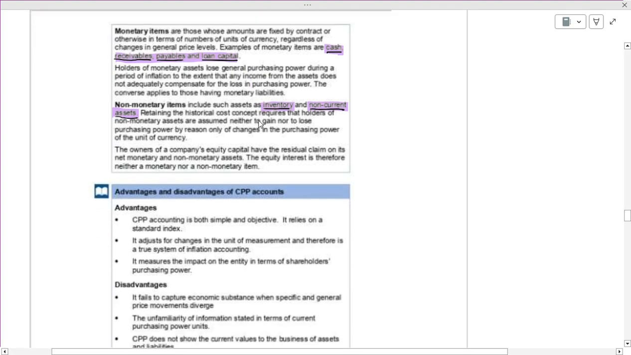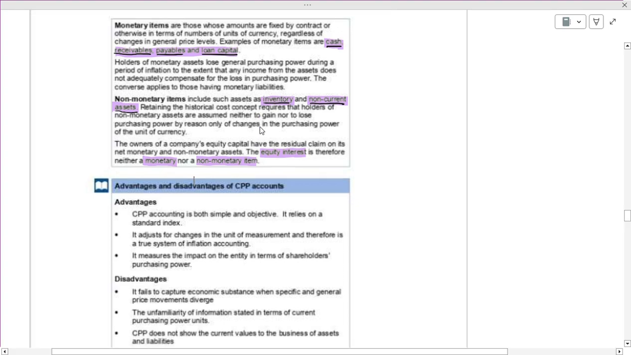See, the equity interest is neither monetary nor non-monetary. The owner's equity is a residual claim on its net monetary and non-monetary assets. The equity interest is neither monetary nor non-monetary.